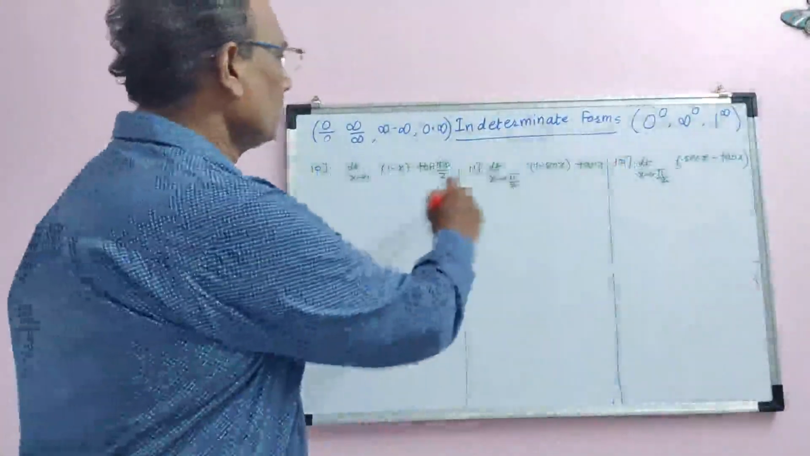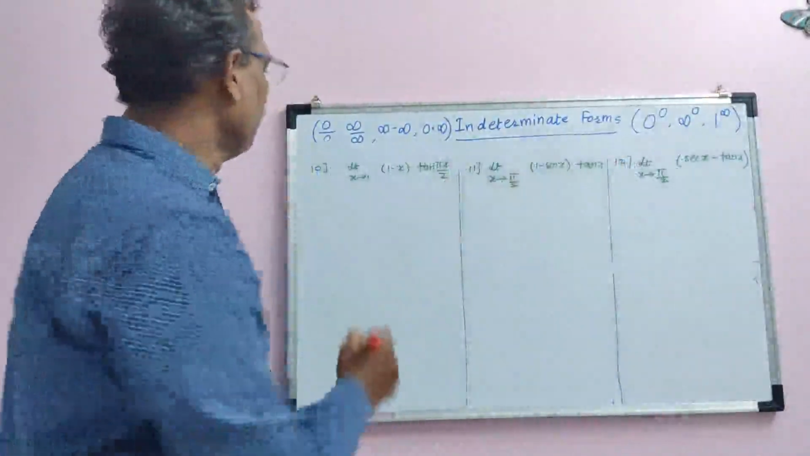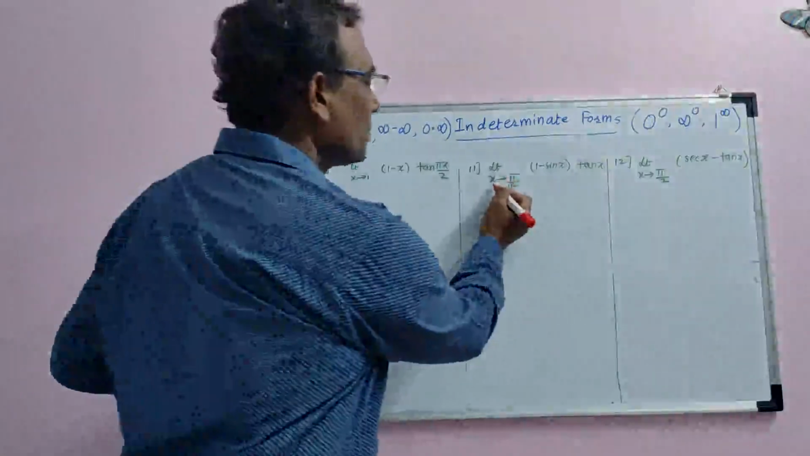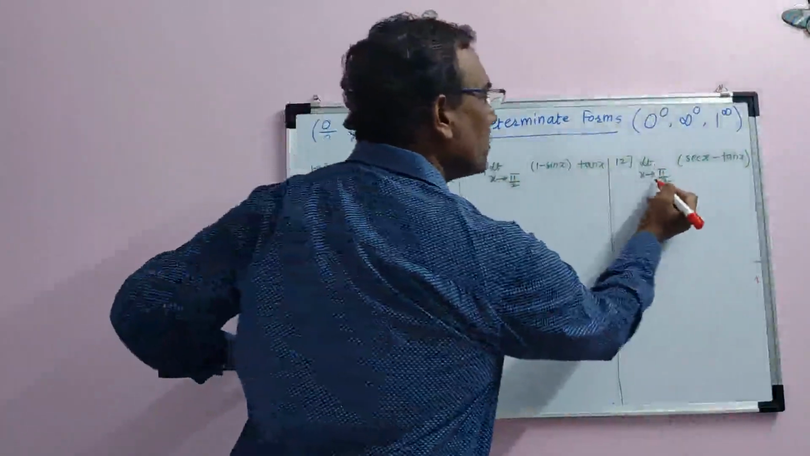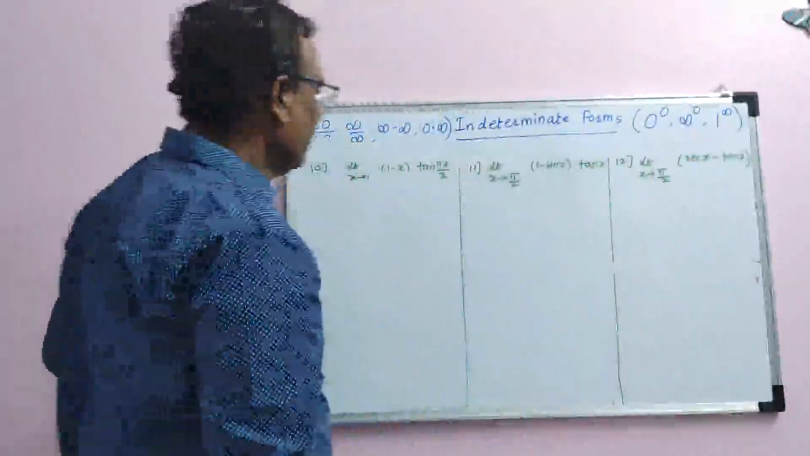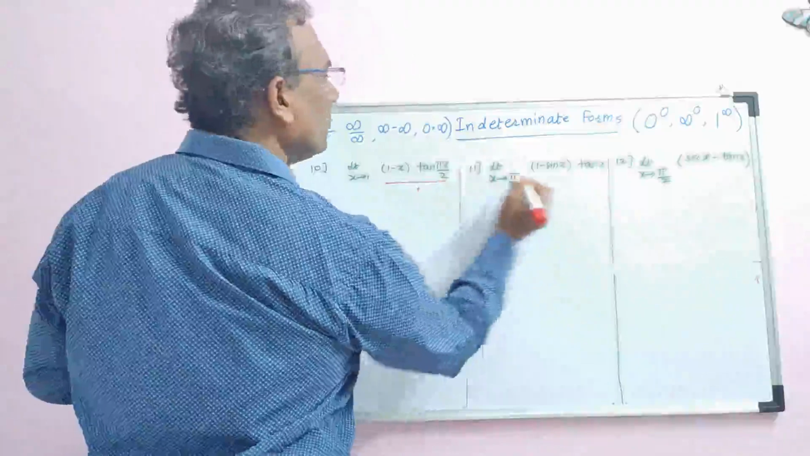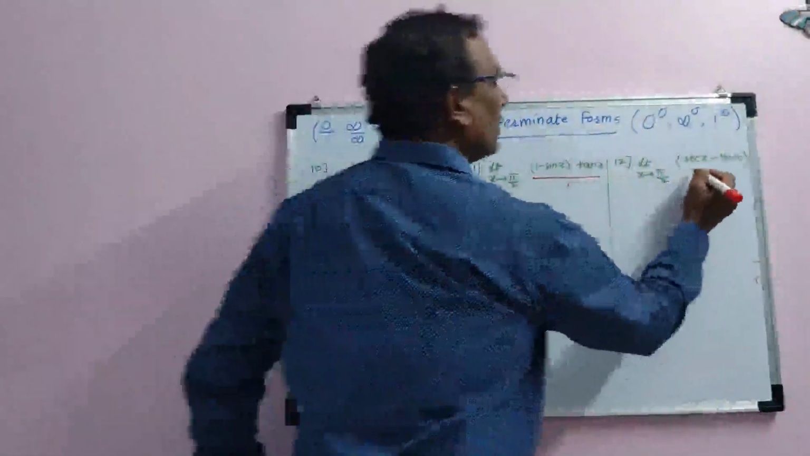Now we are going to solve these three very quickly. Limit x tends to 1, this function. Limit x tends to pi by 2, this function. Limit x tends to pi by 2, this function. Now if you look at it very carefully, here the denominator is 1.